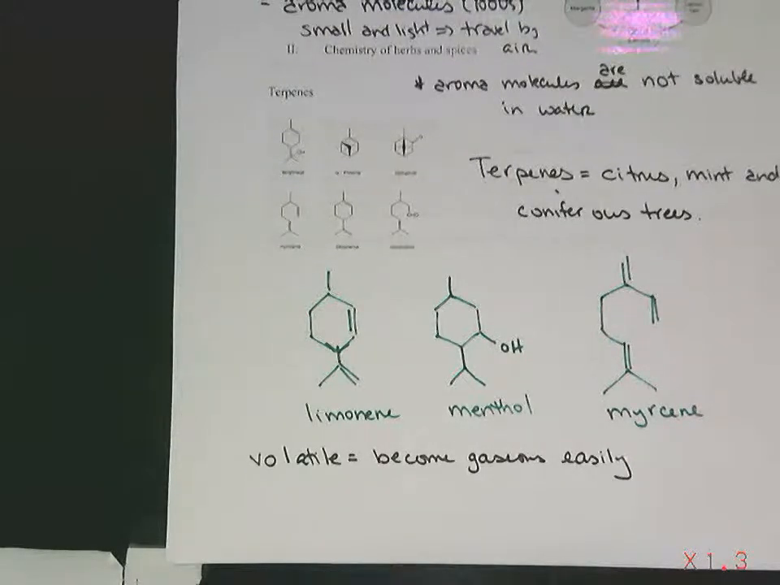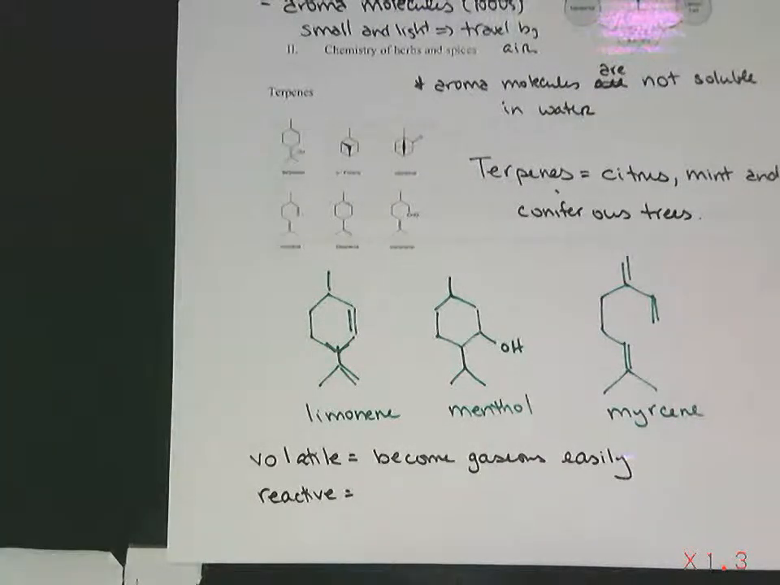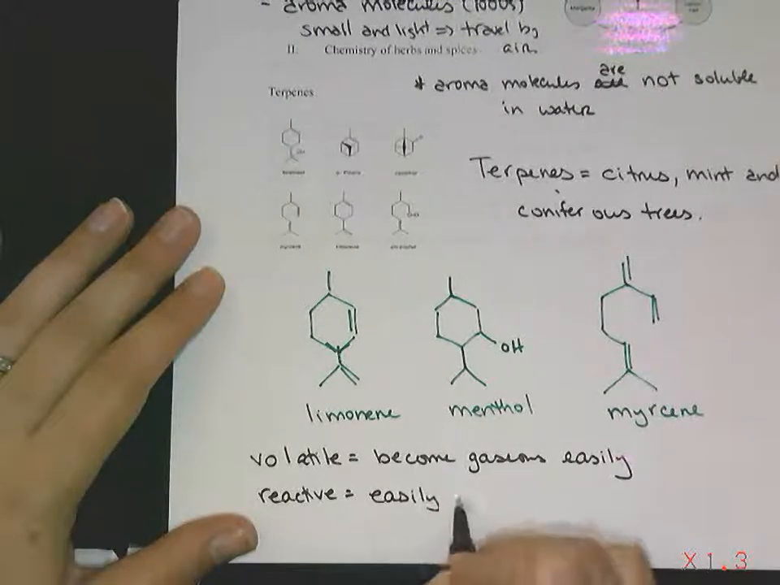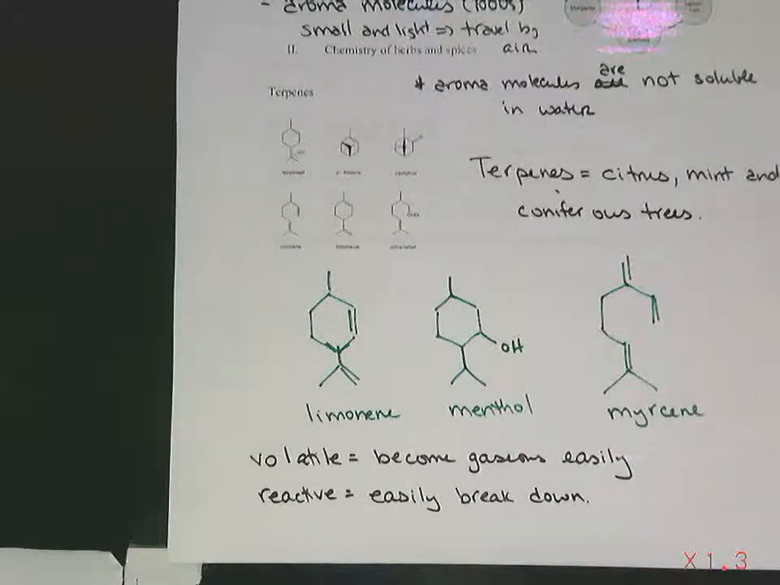And they're very reactive, which means they easily break down. So these will be the flavors that get to your nose first, but at the same time, they don't last very long in cooking. If a recipe calls for a squish of lemon juice, you usually add it at the end, because if you did it at the beginning, it would lose all of its lemony flavor. So we typically add a little bit of lemon or lime at the very end of a recipe so that it maintains a citrusy flavor.